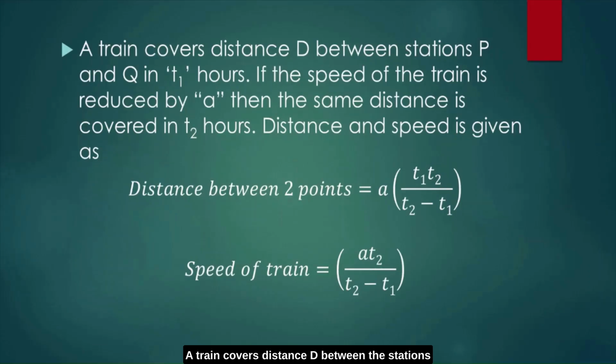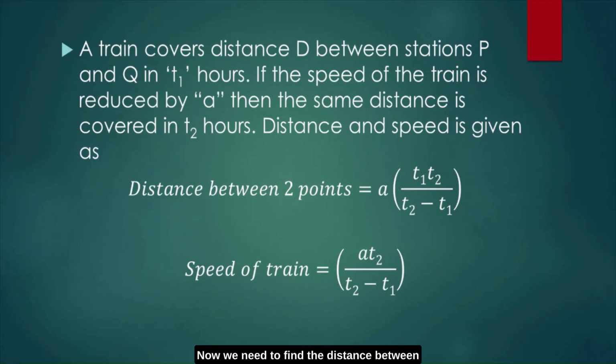A train covers distance d between the stations P and Q in T1 hours. For example, let us consider a train traveling between the stations P and Q in time T1. Let distance d be the length between the stations P and Q. If the speed of the train is reduced by A, then the same distance is covered in T2 hours. Initially, the train was traveling at a particular speed, hence it managed to cover the distance d in T1 time. Now, when the speed has been reduced by some quantity, the same distance is covered by the train in T2 hours.